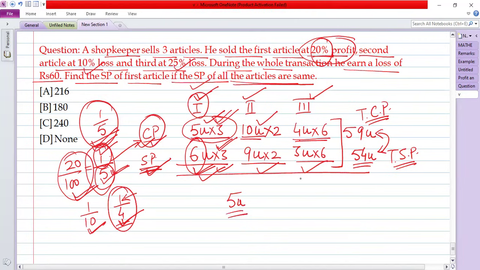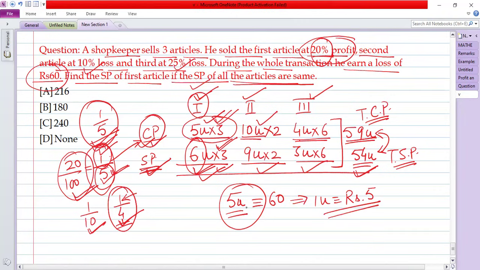Obviously, this is the loss because the total cost price is 59 unit and the total selling price is 54 unit. So this is the total loss amount and this is given to be rupees 60. Okay, so this 5 unit is equivalent to rupees 60. Means 1 unit is equivalent to rupees 5.